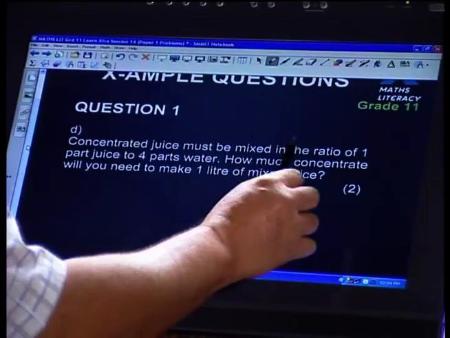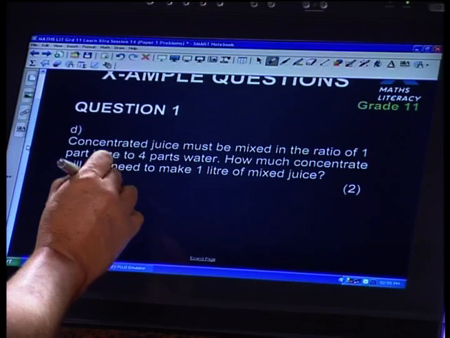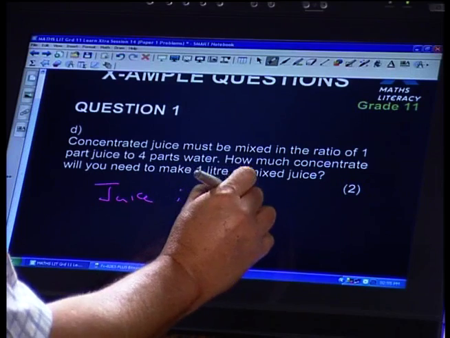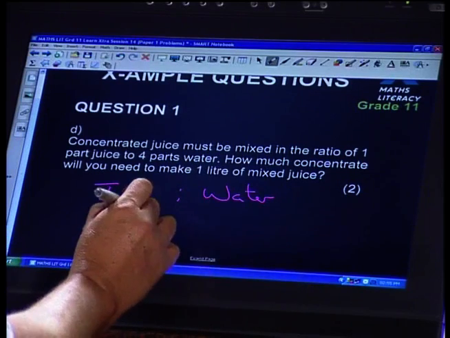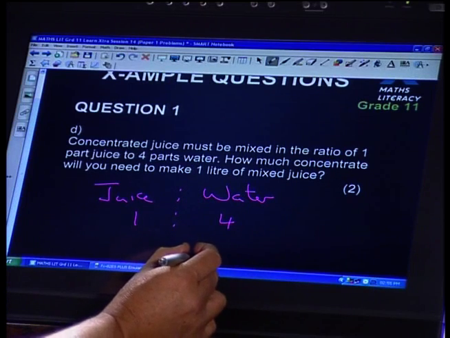So what you do is you put a little bit of juice and then you top it up with water. Okay? Then you drink it. Maybe drop in an ice block or 2 and then you drink. Oh, fantastic. But here it says this particular juice, we've got a ratio of juice to water. For every 1 part of juice, we put 4 parts of water.